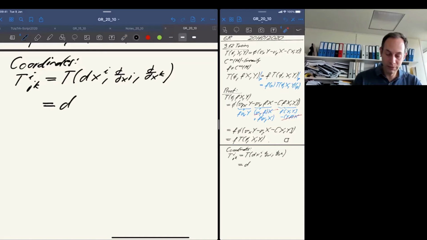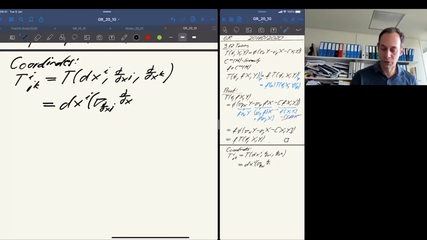So let's evaluate this. To evaluate this, what we have to do is just to apply the definition. The definition says take first the covector that is the first argument, which was called phi before, then take the covariant derivative along the direction of the second argument, which is d to the dx^j, that's a vector. And the thing you have to take the derivative of is the third argument.